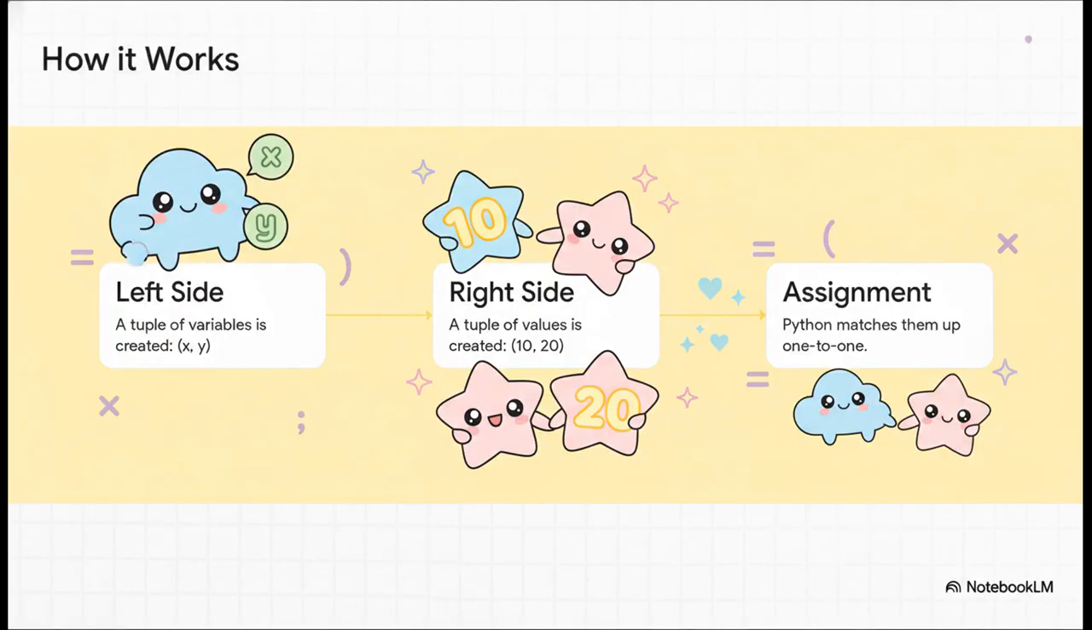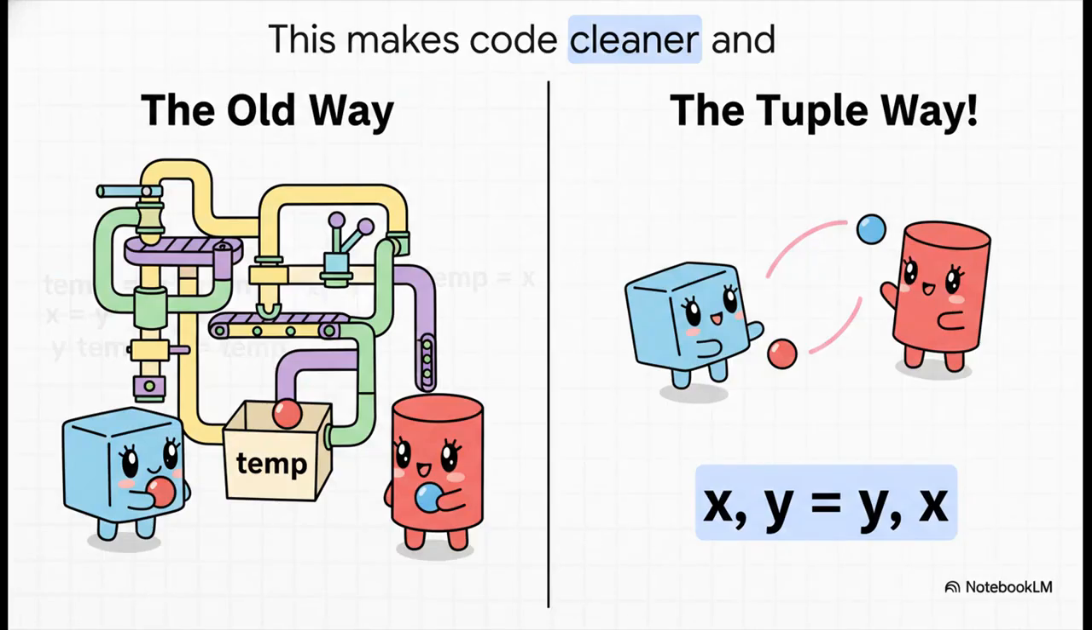So what's actually happening under the hood here? It's beautiful, really. Python implicitly creates a tuple of variables on the left side, that's the x, y. Then it creates a tuple of values on the right, the 10, 20. And then it just matches them up one by one. First value to the first variable, second to the second, and so on. Simple as that. This one feature leads to some incredibly readable and elegant code.